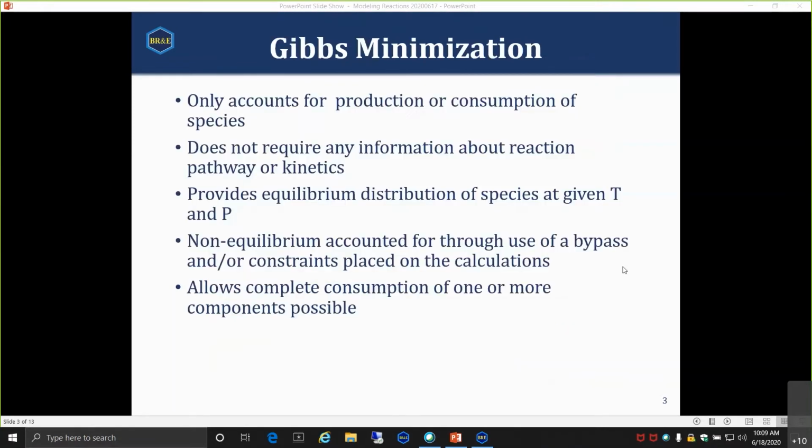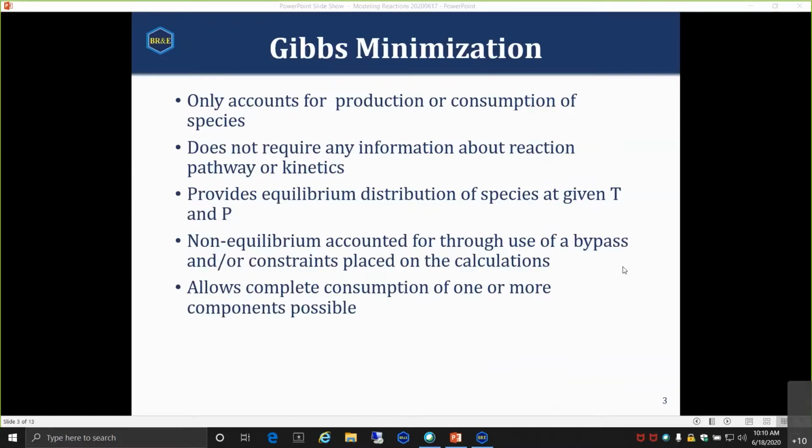All right, so let's talk about that first type of reaction that can be modeled in ProMax. That first one is called Gibbs minimization. This only accounts for production or consumption of species. It does not account for specific types of or specific reaction pathways. Anything is free game, and if you want to look at it as you break all the molecules apart, or all the species get broken apart into their constituent atoms, and then you rearrange those atoms to minimize the Gibbs free energy.